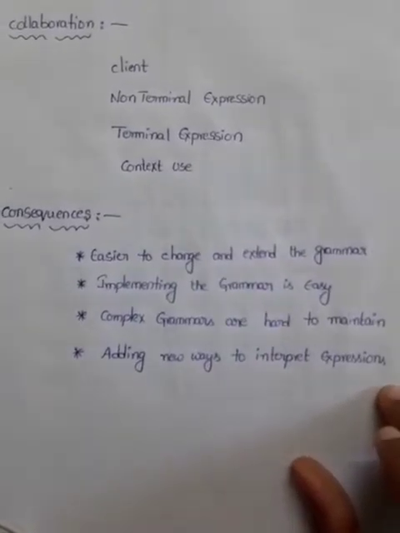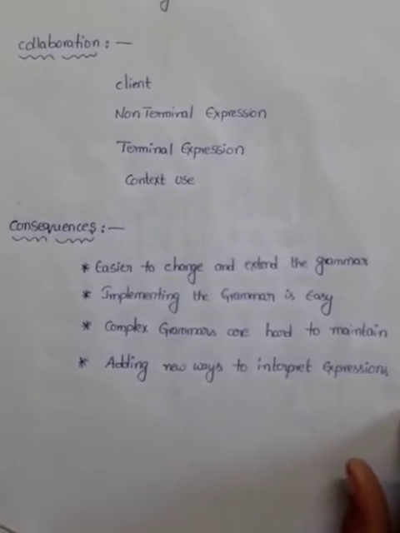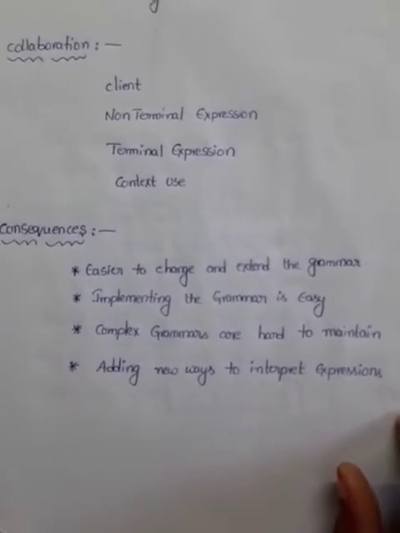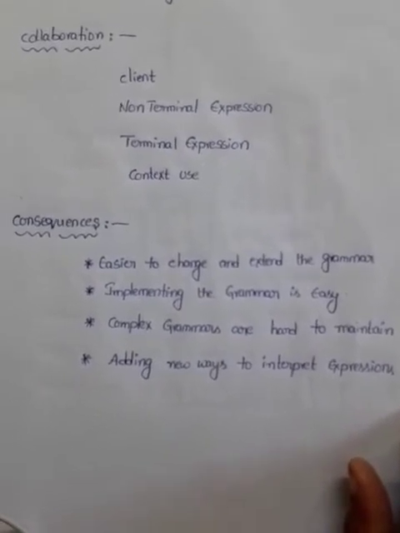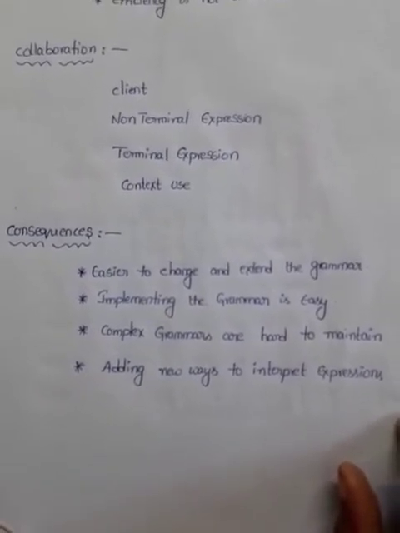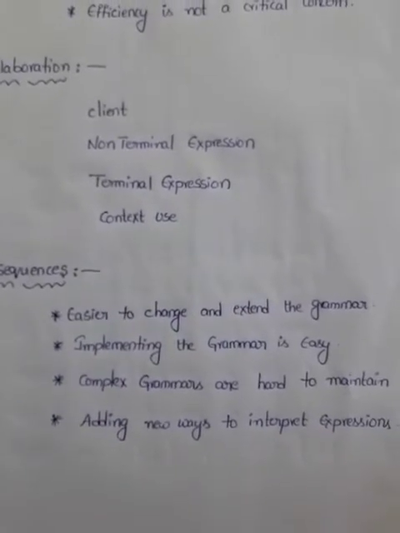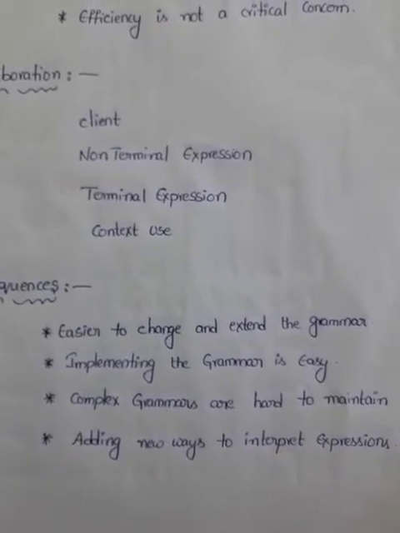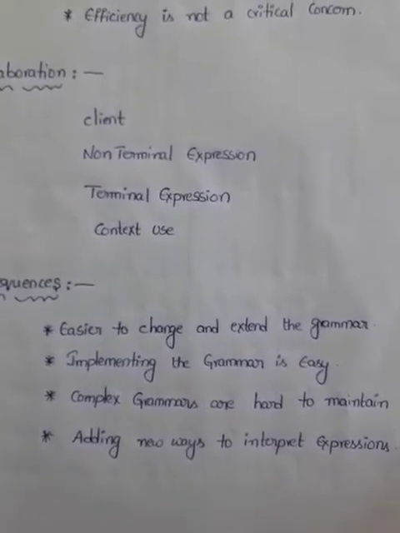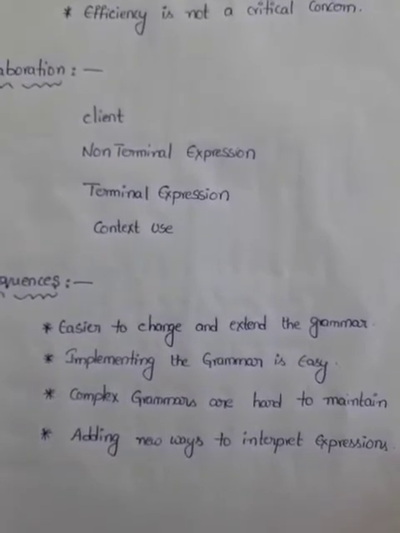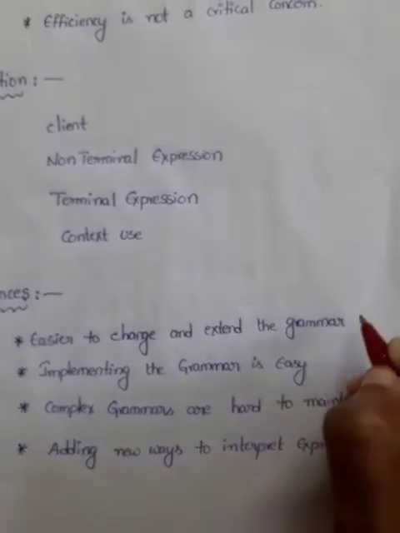Coming to our next template, consequences. In these consequences, we speak about the advantages and disadvantages of our interpreter pattern. The first one is, it is easy to change and extend the grammar. That means the pattern uses classes to represent grammar rules. You can use inheritance to change or extend the grammar. So we can say this is an advantage.